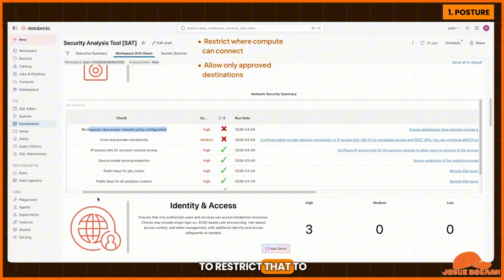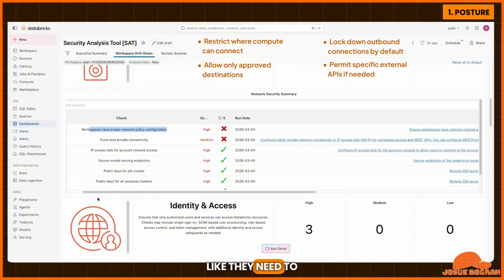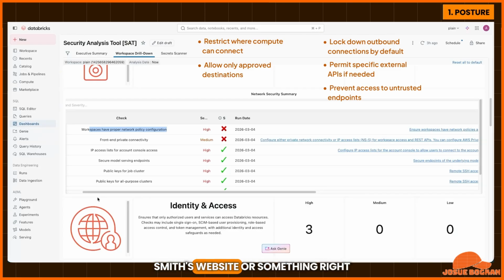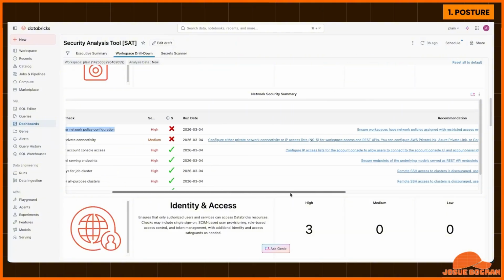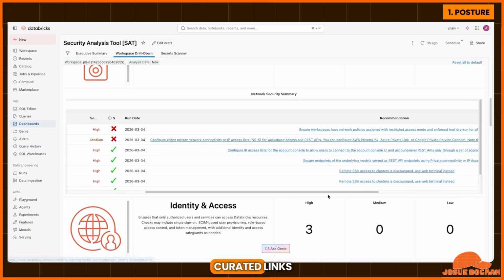So you want to lock it down for all intents and purposes. But there may be reasons why some of this compute may need to reach some external API, like they need to read something and then munge your data with the output of that endpoint. So you want to configure, okay, I'm going to allow only that endpoint so that you can read that API. I don't want this to go to Joe Smith's website or something, right? So things like that, we want to not only highlight, but we want to give them curated links, right?